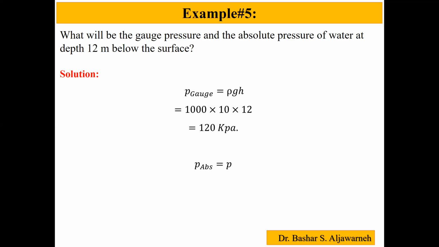Second, what is the absolute pressure? We know the absolute pressure is P naught plus rho GH. We know P naught, which is the atmospheric pressure, and you have to convert it into Newton per meter squared or into Pascal. Rho GH is already given. So you will find the absolute pressure, which is 220 kilopascal.